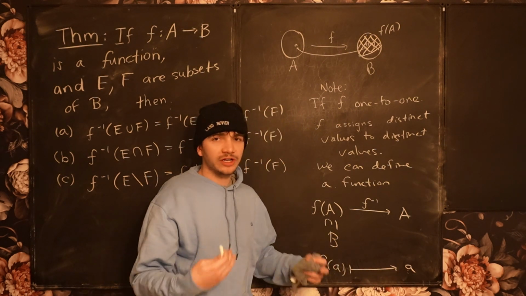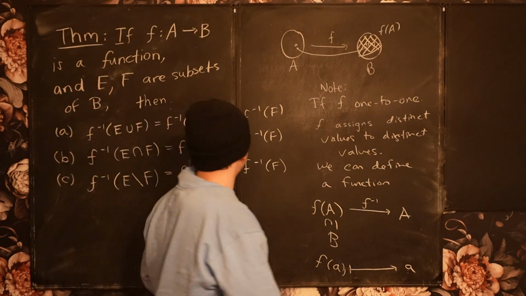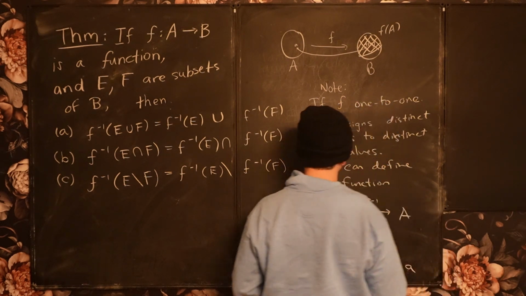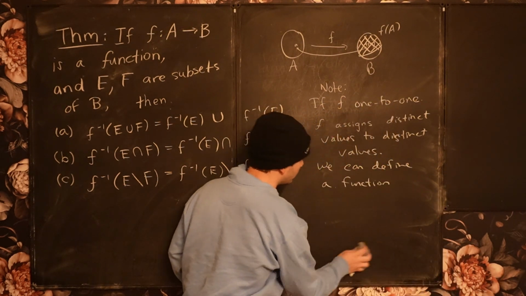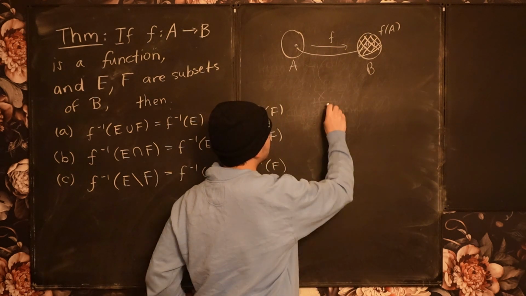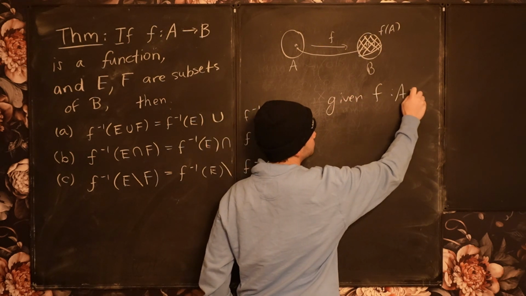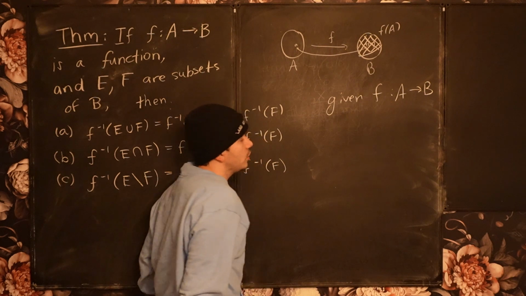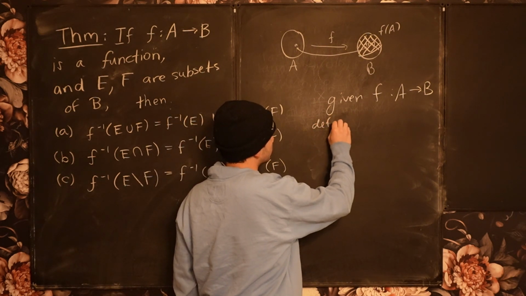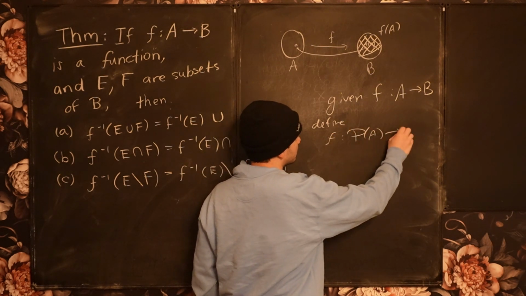And this is what you traditionally think of when you think of an inverse function. But this is actually not the inverse function that's being referenced in this theorem. So let's discuss what is being referenced. Given f from A to B, we can define a map, which we also call f, but it's from the power set of A to the power set of B.